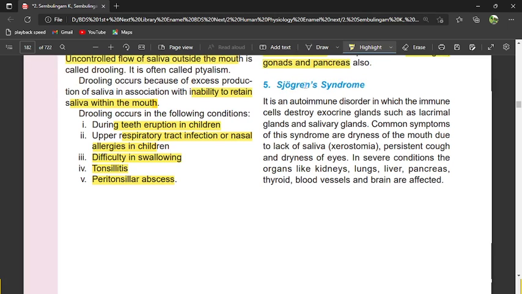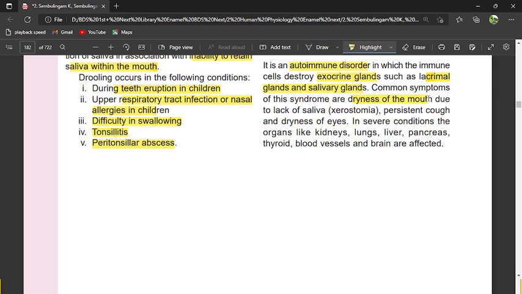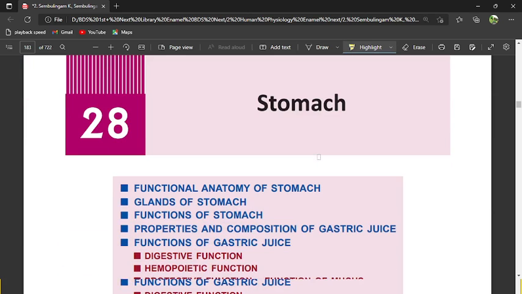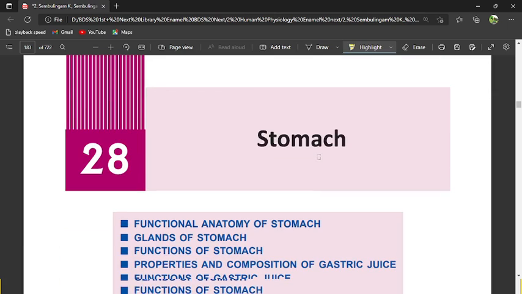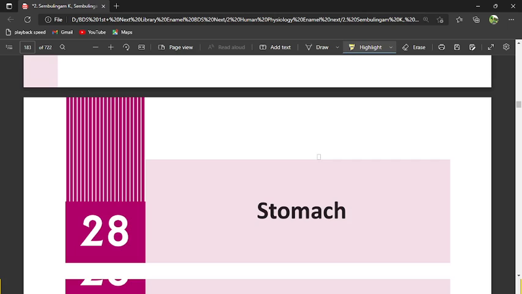Let us go to Sjogren syndrome. It is an autoimmune disorder in which immune cells destroy the exocrine part of the lacrimal gland and salivary gland. तो इसमें क्या होगा, लैक्रिमल ग्लैंड भी खराब हो जाएगा, सलाइवेटरी ग्लैंड भी खराब हो जाएंगे, एक्सोक्राइन सिस्टम ऑटोइम्यून। So common symptoms of this syndrome is what, dryness of mouth, okay, lack of saliva, ड्राई आ जाएगा, तो persistent cough and dryness of eyes, आंखें भी ड्राई हो जाएंगी। In severe condition it also affects the kidney, lung, liver, blood vessels are also sometimes they get affected.